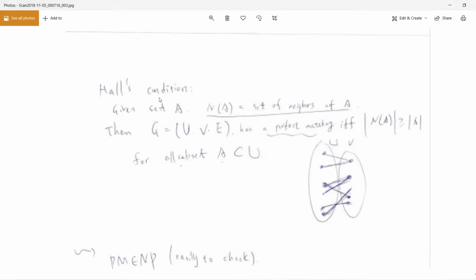And then there's a thing called Hall's condition. This is not easy to prove, but I may give a proof in some cases in the future. Given a set A, N(A) is the set of neighbors of A. Then Hall's condition says that a bipartite graph, where the left side is U, the right side is V, and the middle is E, has a perfect matching if and only if the size of the set of neighbors N(A) is at least the size of A, for all subsets A belonging to U.